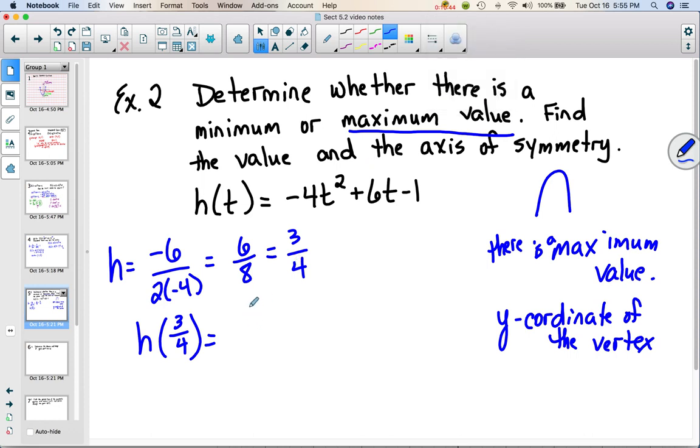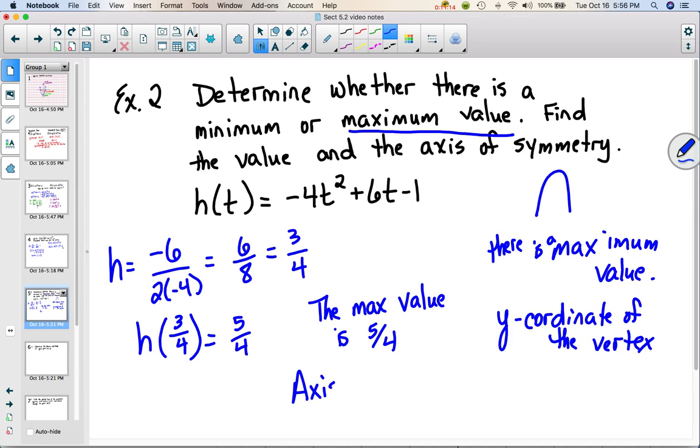I did it on my calculator and got 1.25, which is the same as 5/4. I would expect that you would plug that in. You could do it by hand if you had to, but calculators are a tool. So now we know what we were after. The maximum value is 5/4.